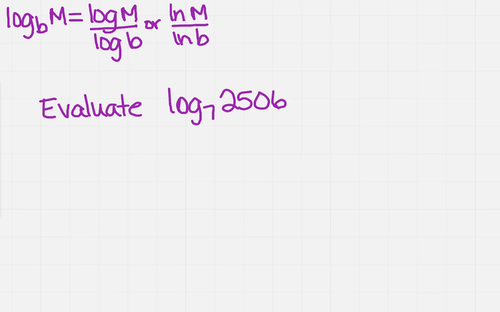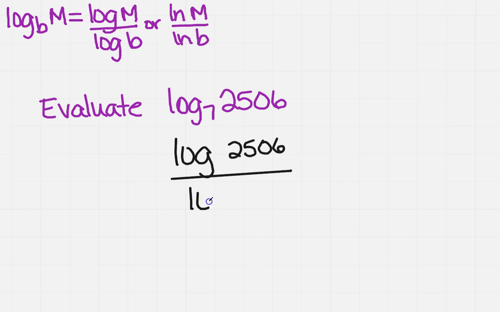And how I'm going to do that is I'm going to rewrite this as the log of 2506 divided by the log of 7. So I'm going to apply the rule, so I get log 2506 divided by the log of 7. Now, each of these I can actually do on my calculator. And so what you're going to do is you're going to do just that.